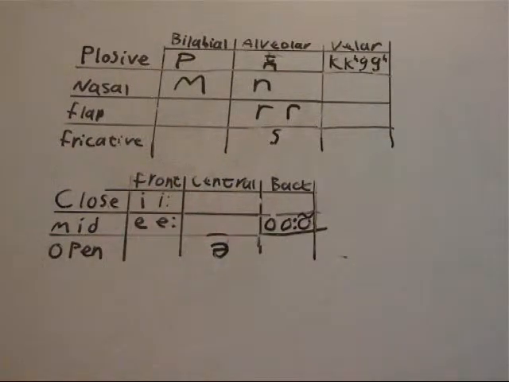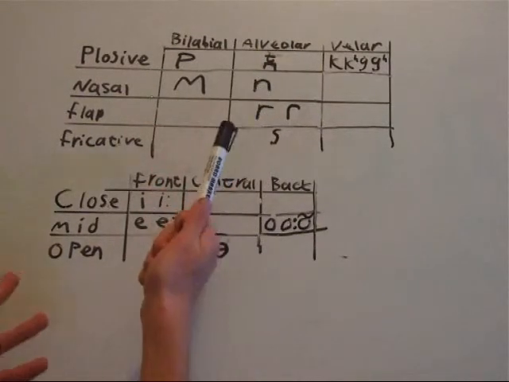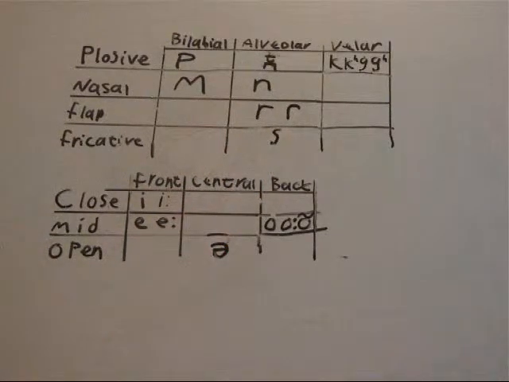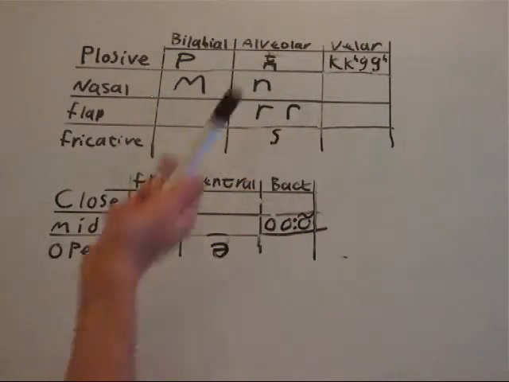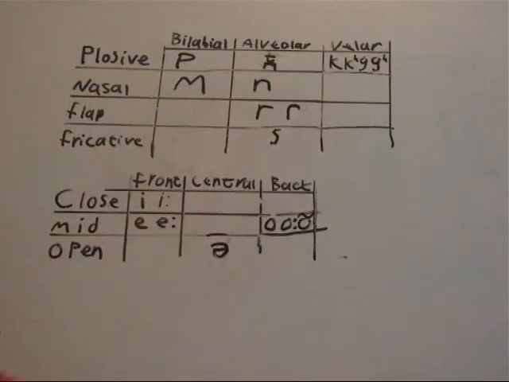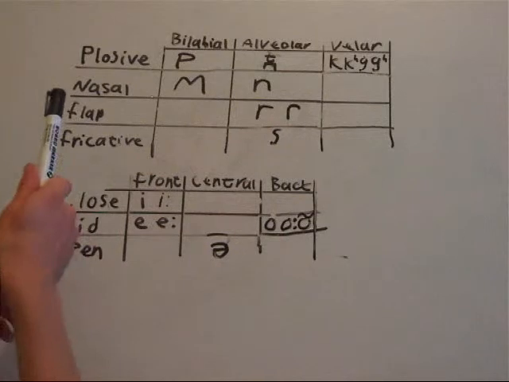Alveolar. This basically means you're making the sound with the tip of your tongue. For example, T, N, R, S. You're all making those with the tip of your tongue. Velar. That's the opposite of alveolar, you could probably guess. You're making it with the back of your tongue. So, ka and ga. But there's others. There's lots of different sounds that you can make with the back of your tongue.